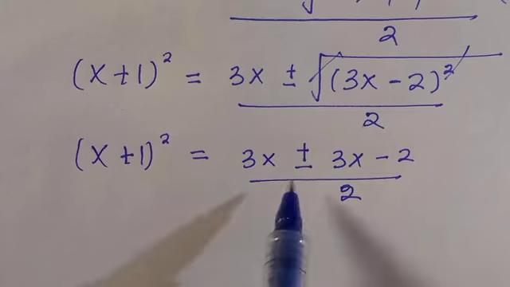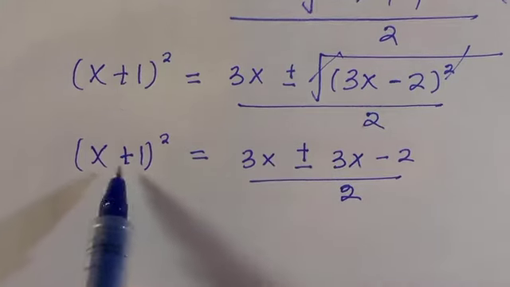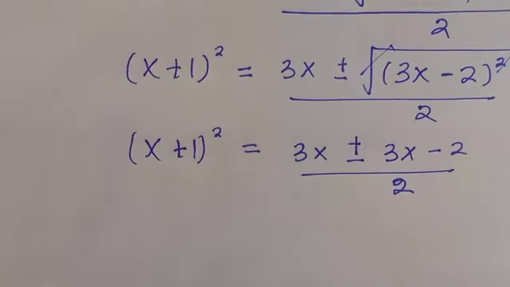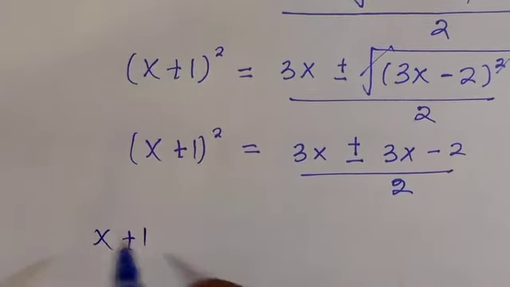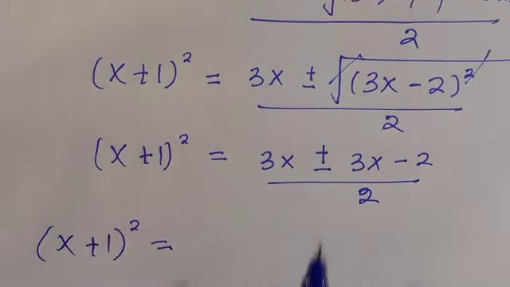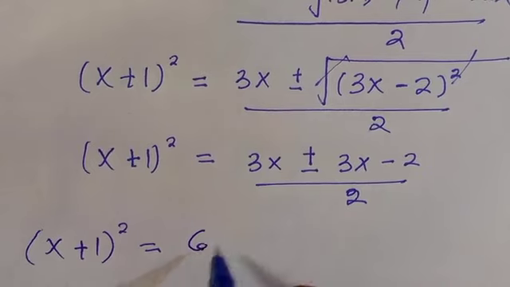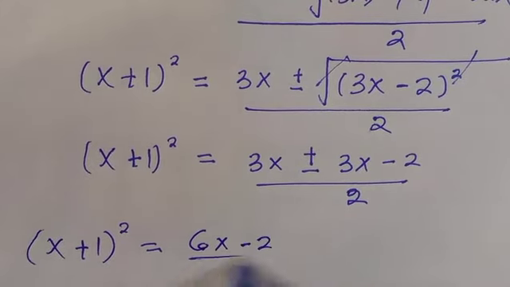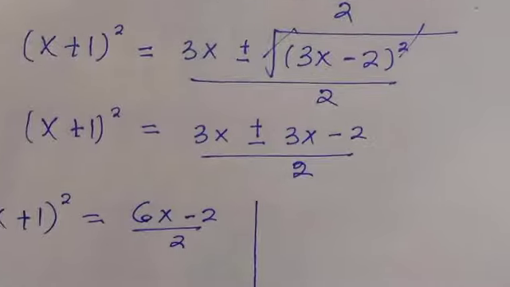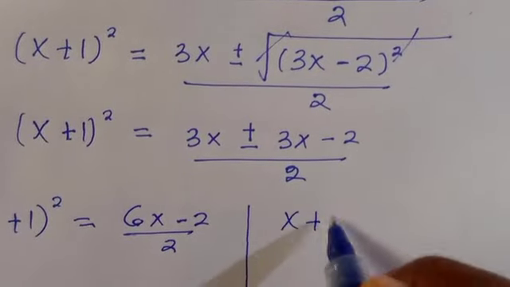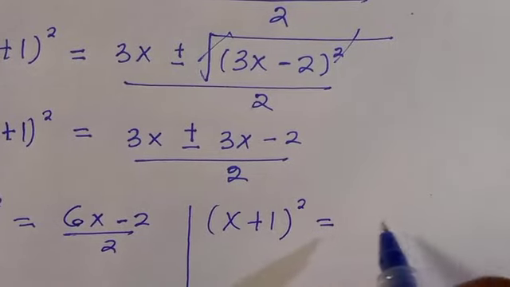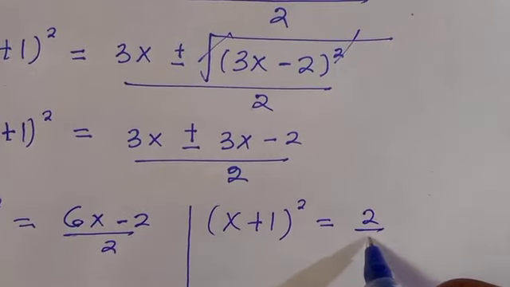And we have plus or minus here, which means this one is either equal to plus or equal to the minus of this. So for the positive side, we have (x+1)^2 equals, adding this together with positive, what we get is (6x-2) divided by 2. And when we go for the negative part of this, we have (x+1)^2 equals, what we have only is 2 divided by 2.